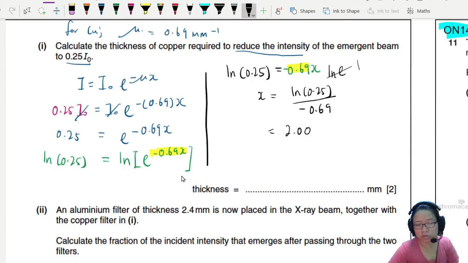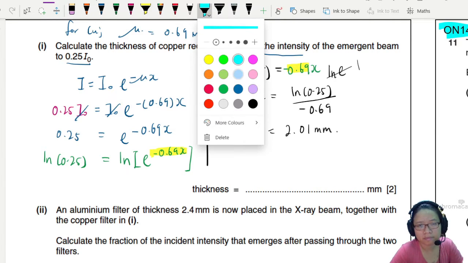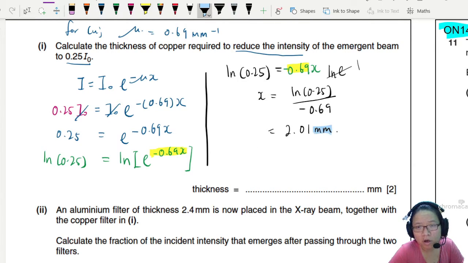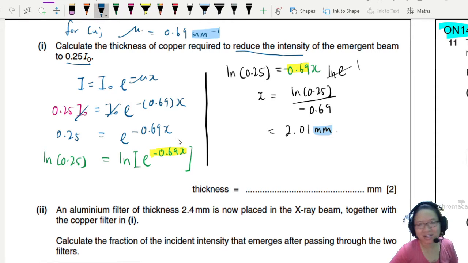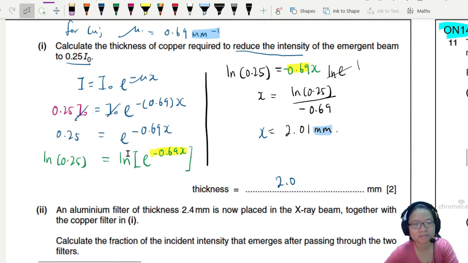So 2.009, or 2.01 mm. This mm here follows this mm⁻¹, so that when you substitute inside the exponent, the units cancel out. You cannot exponentiate something with a unit. So this is X. You can put 2.0 mm, you can put 2.01 mm, it's okay.